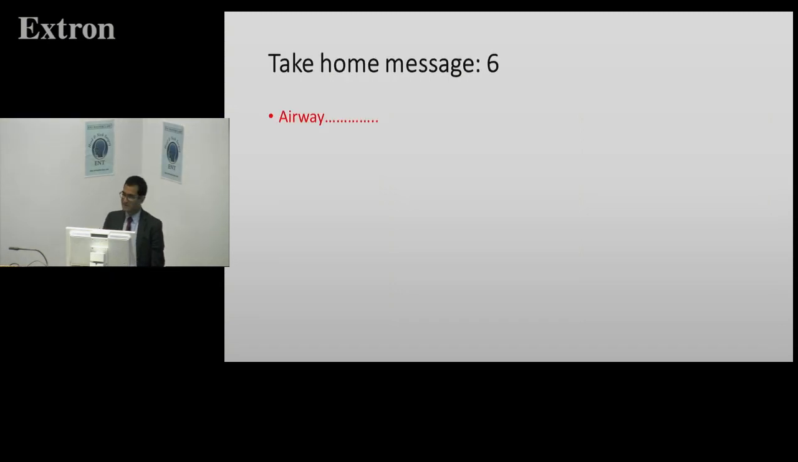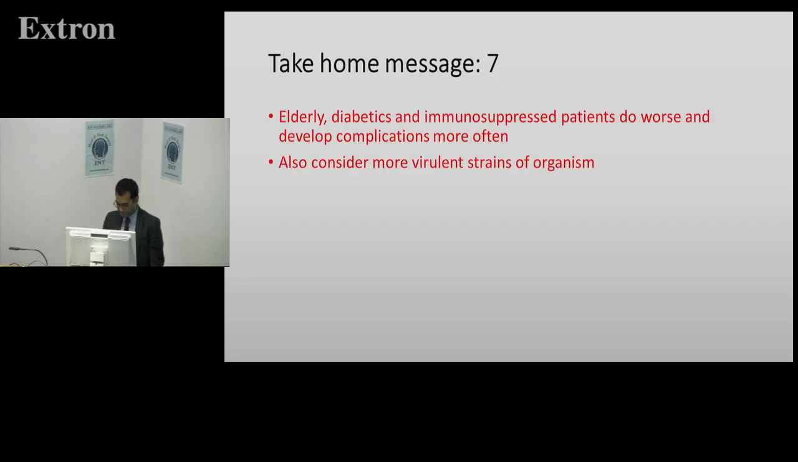So take-home message: it's all about the airway with deep neck space infection. So liaise with the appropriate staff in the hospital. It's usually your anaesthetist. You may want to liaise with the ITU people, because you also have to have a plan after you've drained or after you operate on these patients. Take-home message, mentioned earlier: elderly, diabetics, immunosuppressed patients do really badly, and be aggressive. And also think about what the organism is.